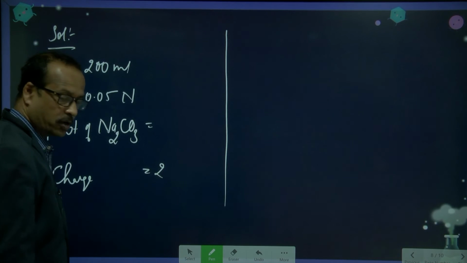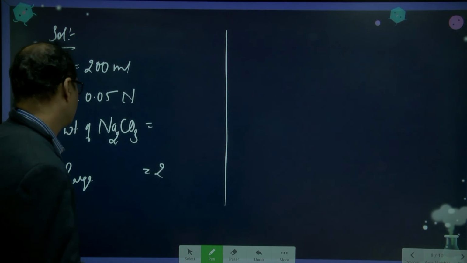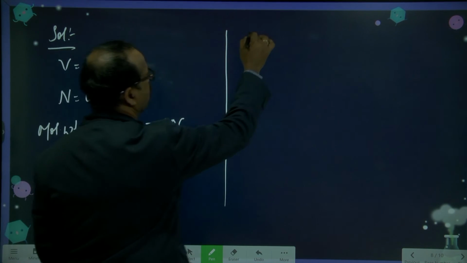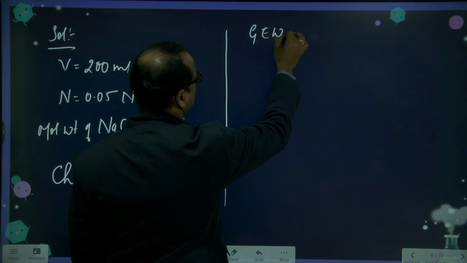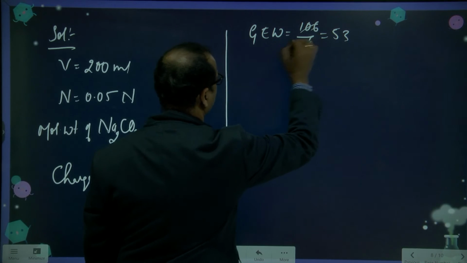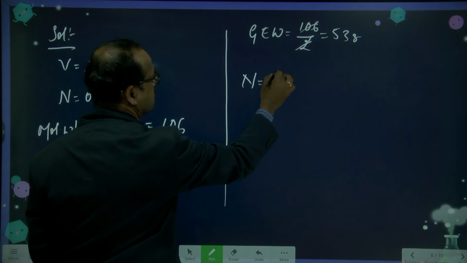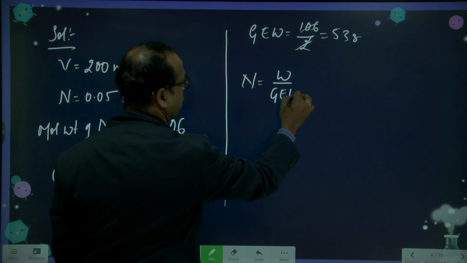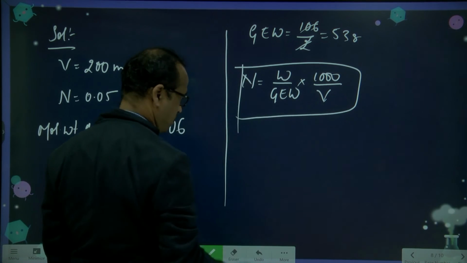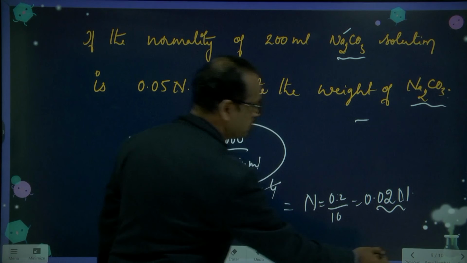What is the molecular weight of sodium carbonate you got? 53, sir. Molecular weight is 106. So gram equivalent weight is equal to 106 by 2, that is equal to 53. Very good. Now substitute in the normality. Normality is equal to weight by gram equivalent weight into 1000 by volume. What is the normality? 0.05.